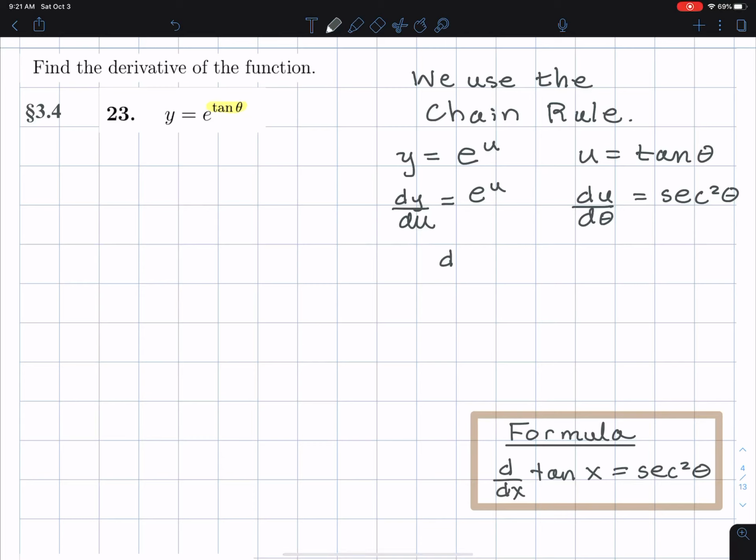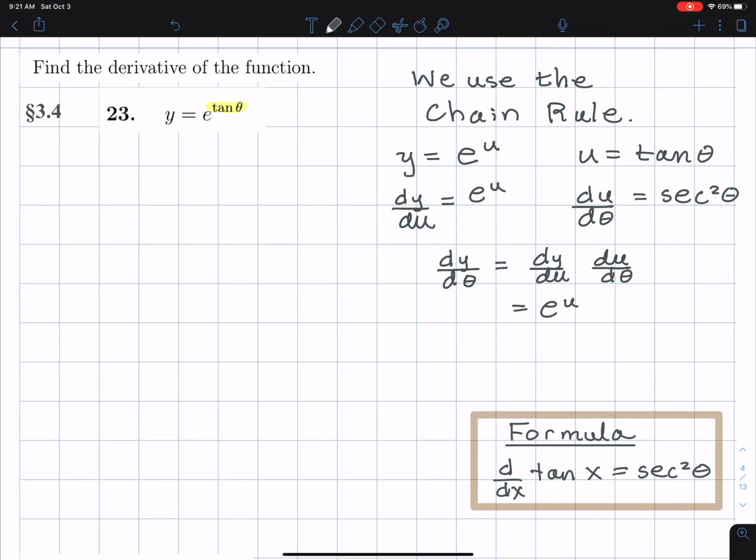And then what happens, if we're trying to find the derivative of y with respect to theta, is we multiply these two derivatives. Notice the first one's the derivative of y with respect to u. That turned out to be e to the u. And then the next one was the derivative of u with respect to theta. So the first is the derivative of y with respect to u. The second is the derivative of u with respect to theta. And we multiply those together to find the derivative of y with respect to theta.